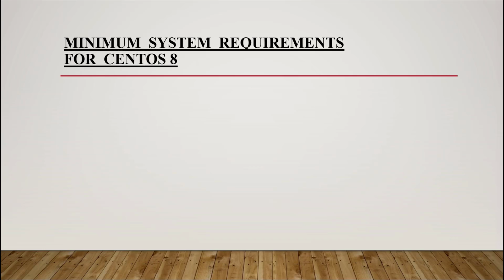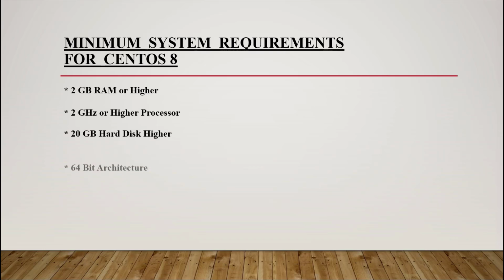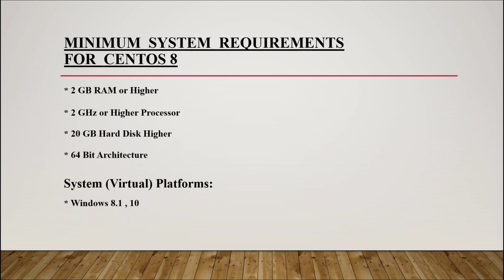Hi, we are in our third lesson, and in this lesson we'll find out what system requirements we need to install CentOS 8. So, minimum system requirements for CentOS 8: 2 GB RAM or higher, 2 GHz or higher processor, 20 GB hard disk or higher, 64-bit architecture, and system virtual platforms: Windows 8.1, Windows 10, VMware Workstation or VirtualBox virtual platforms.